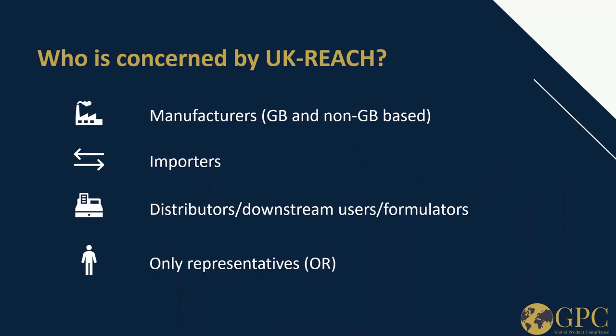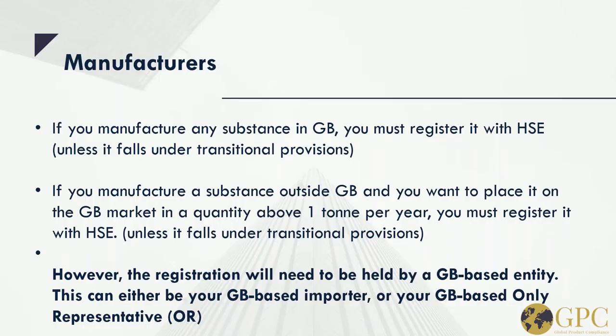Actors affected by UK REACH. Those who are concerned are manufacturers, both UK-based and non-UK based, importers, distributors, downstream users, and only representatives. When it comes to manufacturers, if you manufacture any substance in Great Britain, you must register it with HSE, unless it falls under the transitional provisions such as grandfathering and DUIN. The same applies if you manufacture a substance outside of Great Britain and you want to place it on the GB market in a quantity above 1 tonne per year: then you also must register it with HSE, unless, again, you can perform DUIN or grandfathering.